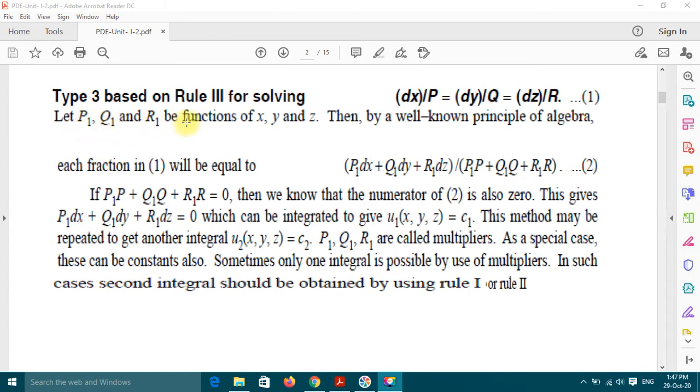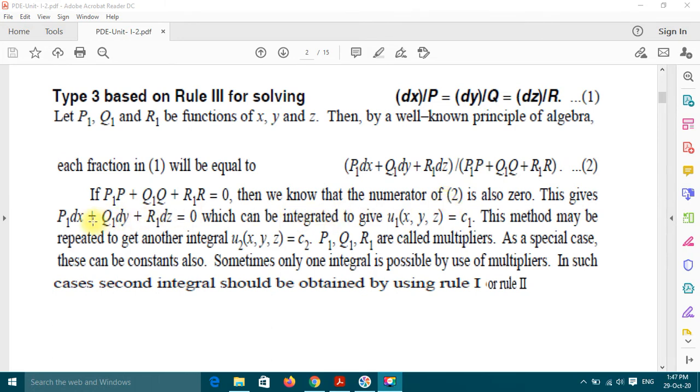Let P1, Q1 and R1 be functions of x, y and z. Means P1 is a function of x, y, z, Q1 is a function of x, y, z, and R1 is also a function of x, y and z. Then by the well-known principle of algebra, each fraction in equation 1 is equal to P1 dx plus Q1 dy plus R1 dz upon P1 P plus Q1 Q plus R1 R. We suppose this to be equation number 2, and if this P1 P plus Q1 Q plus R1 R is 0, then we know that the numerator of 2 is also 0.